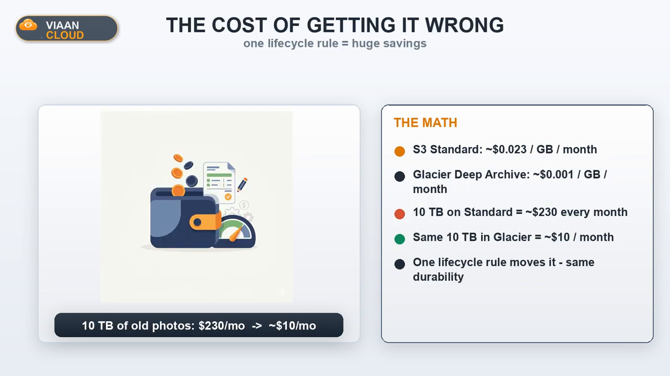Let's make the savings concrete, because the numbers are dramatic. S3 Standard runs a bit over 2 cents per gigabyte per month. Glacier Deep Archive is closer to 1/10 of a cent. So imagine PhotoApp has 10 terabytes of old photos that nobody has opened in a year. On Standard, that's roughly $230 a month forever. Move it to Deep Archive with a single lifecycle rule, and the same 10 terabytes costs about $10 a month. Same files, same durability, just a different shelf in the warehouse. That one rule pays for itself in the warehouse.